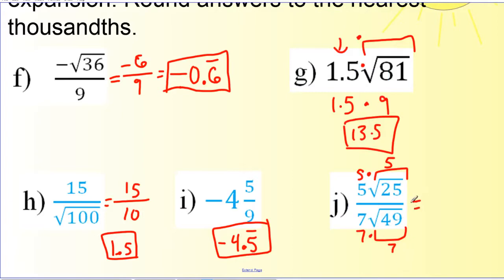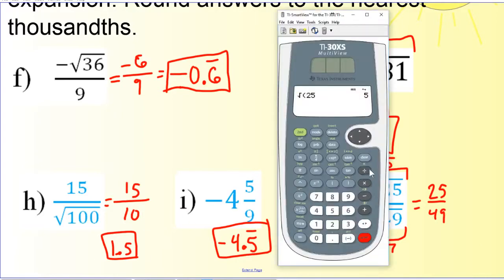So this fraction is really 5 times 5 over 7 times 7. Well, you do the math, you get 25 over 49. It's not a decimal yet, but we're only 1 step away. So if we take 25 divided by 49, because that's how you change a fraction to a decimal, you divide, we get that.